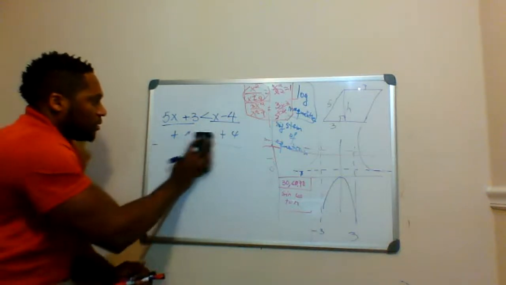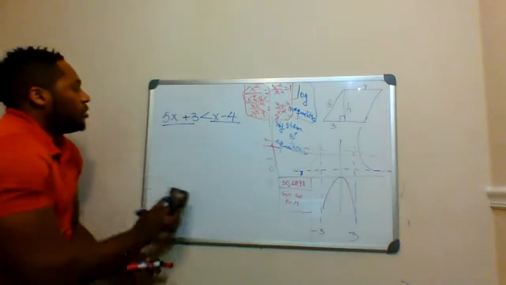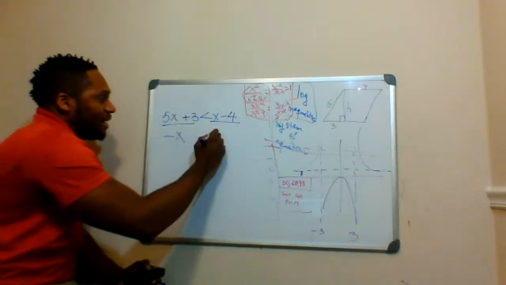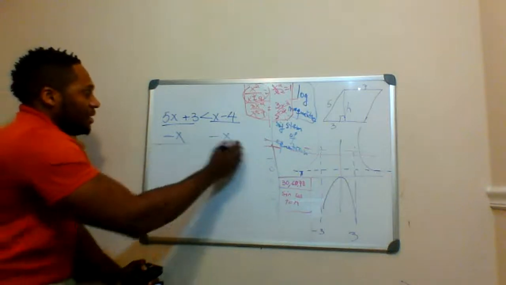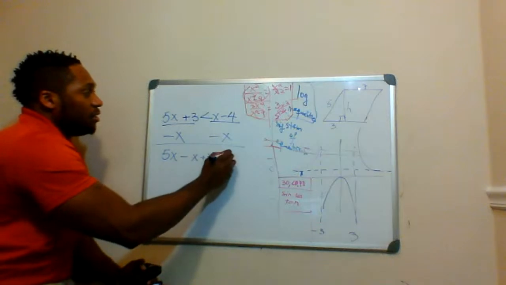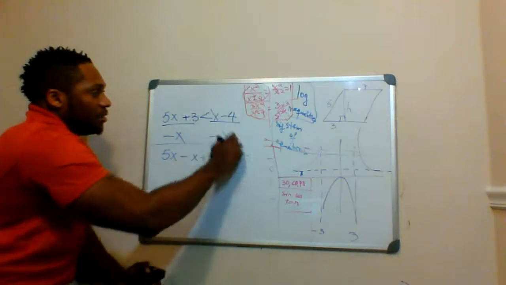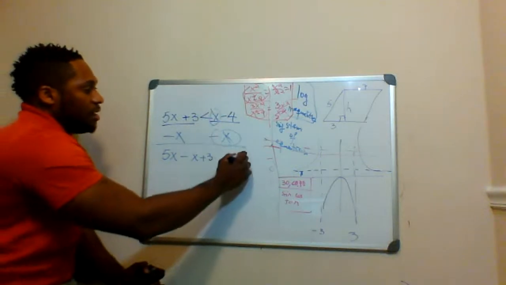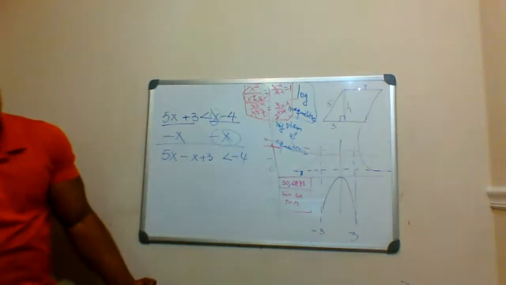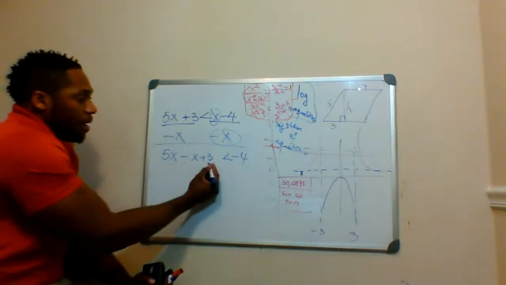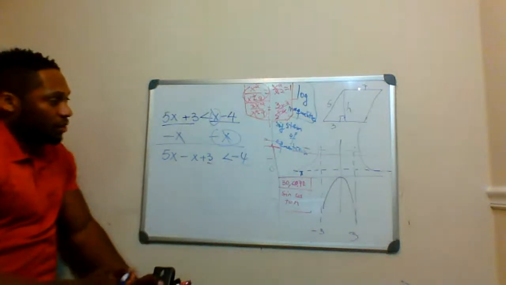Actually, not x, not 4. Subtract x from both sides. Let's subtract x from both sides. Negative x, right? So I have 5x minus x plus 3 less than, this x here is canceled because negative x was here plus an x minus 4. This is canceled, this is gone.